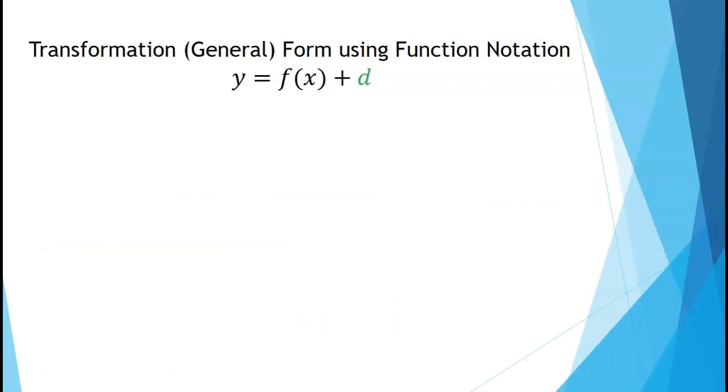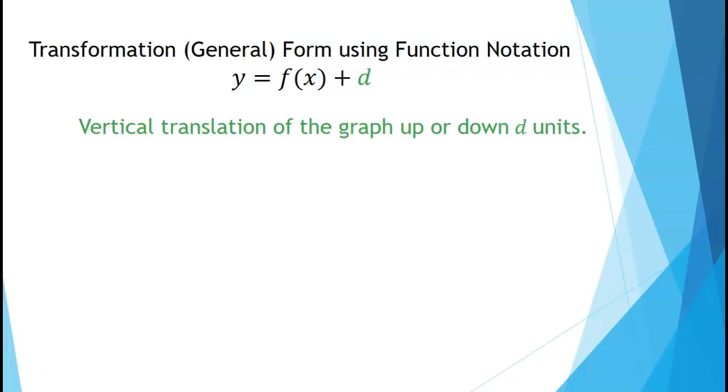What happens if I just add a number to my absolute value function on the outside of the absolute value? Well, that parameter is d. And here's what d does. It shifts the graph up or down d units. If I have plus 7, it's going to go up 7 units. If I have f of x minus 3, it's going to go down 3 units.